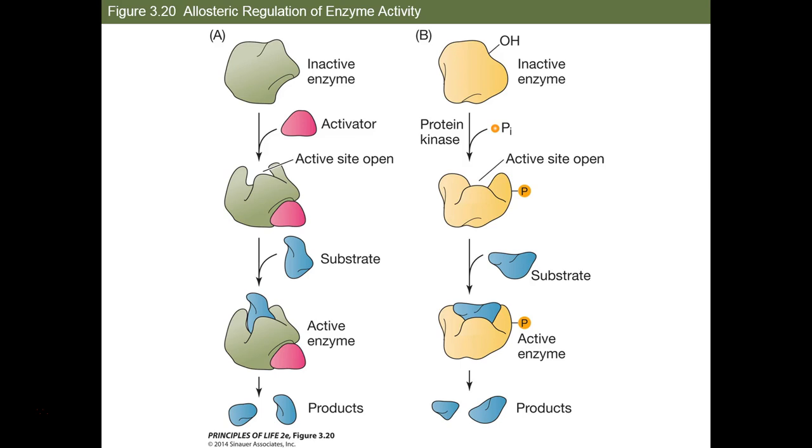Here we have two examples of allosteric regulation activating an enzyme. On the left you have the activator binding to the enzyme's allosteric site, thus turning on the enzyme. On the right you have the enzyme protein kinase binding to an enzyme to do the same thing. Both these examples turn on the enzyme so it can bind to a substrate.